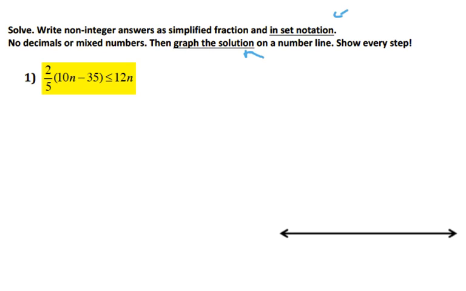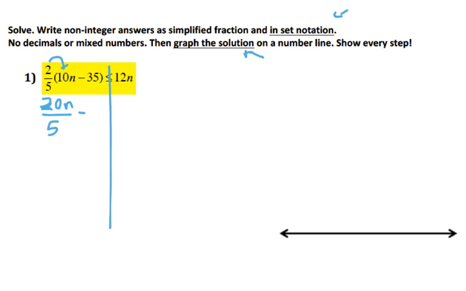Remember, there's no decimals. We're going to always simplify our fractions and no mixed numbers. So we're going to go ahead and draw our line down from our inequality sign. And the first step here is we got this 2/5 that needs to be distributed into the parentheses. So 2/5 times 10 n's gives us 20 n's over 5. And then we have minus, so then we got 2/5 times 35.